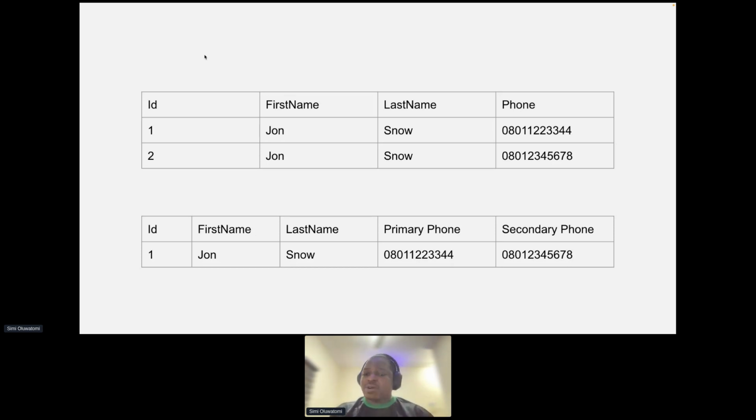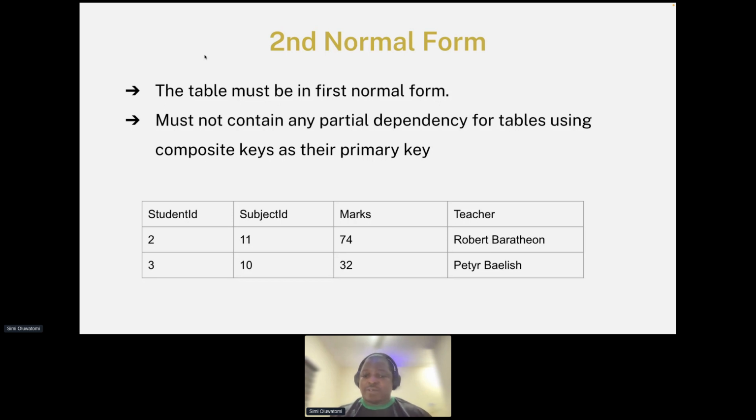The second normalization principle is the second normal form. And for you to consider the second normal form, you must first be in the first normal form. Now, the second normal form only pertains to tables that have composite keys. I made us look at composite keys earlier. So that means that there is no single primary key, only composite keys, right?